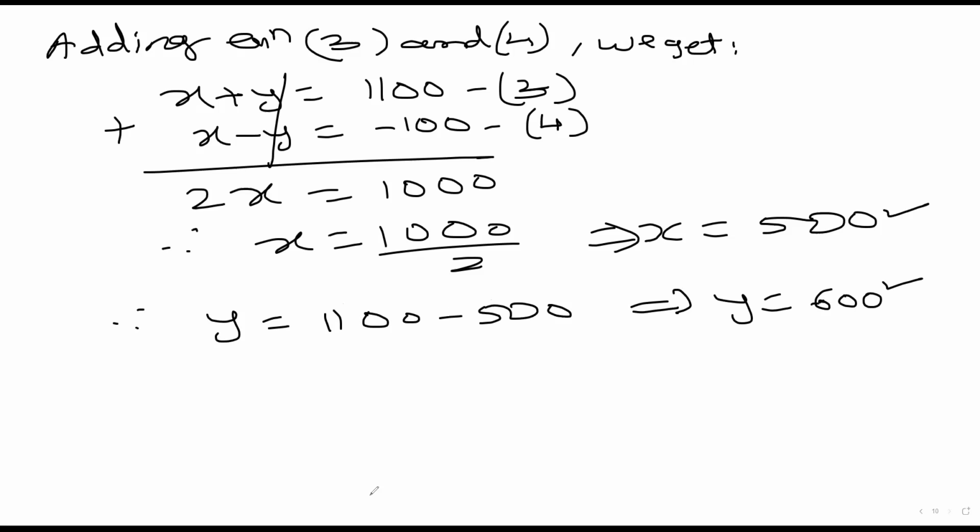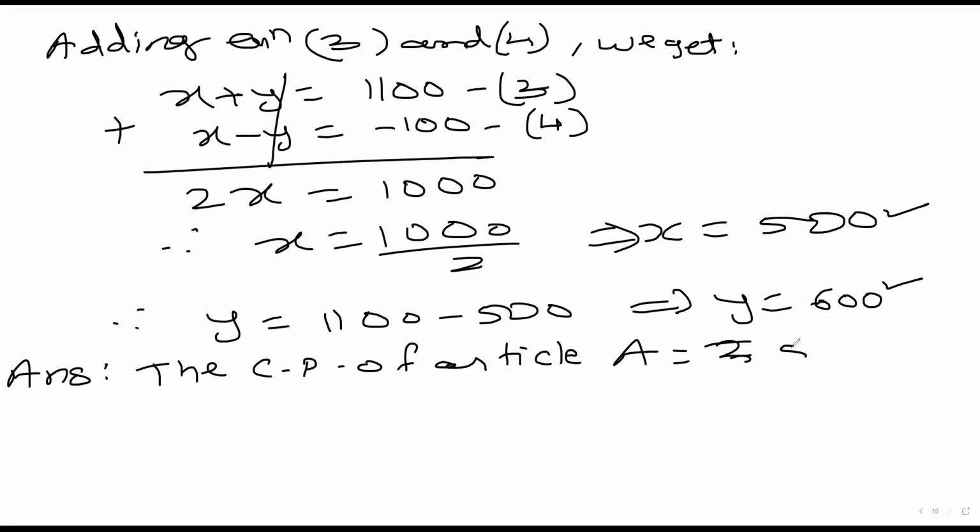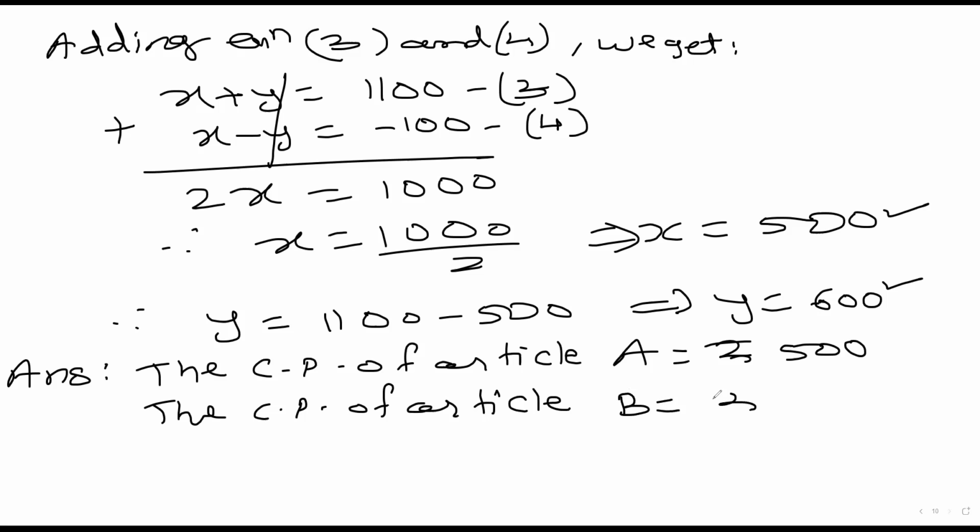Got it? So write down the answer. We have to find the cost price of each. So write down the CP of article A is rupees 500 and the CP of article B is rupees 600. Got it?